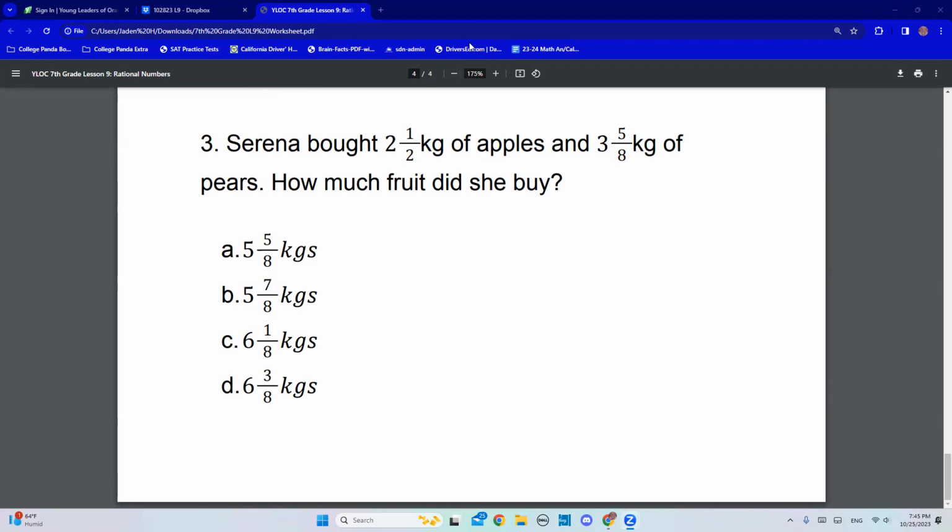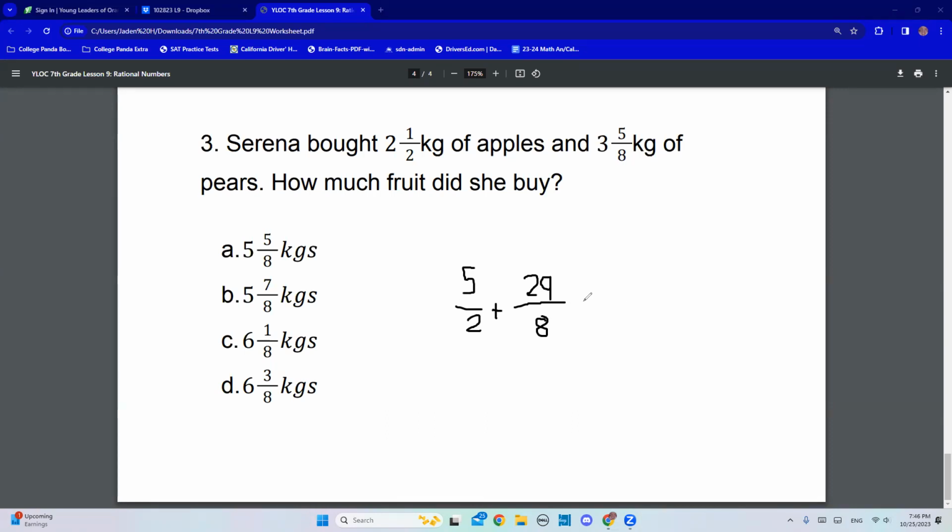Serena bought 2.5 kilograms of apples and 3 5/8 kilograms of pears. How much fruit did she buy? Well, the first thing that we should do would clearly be adding. So let's change these into improper fractions since it's easier to add. So we would multiply 2 times 2 plus 1, that's 5/2. And then 3 times 8 plus 5, well, that's 29/8. So now let's change.